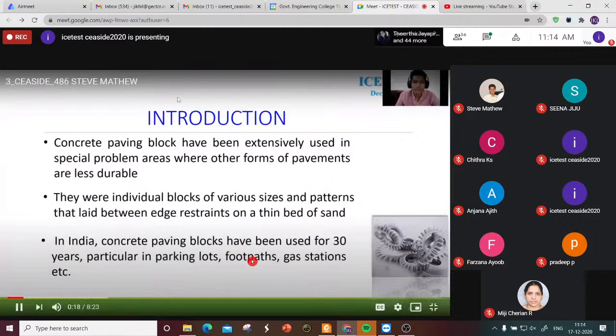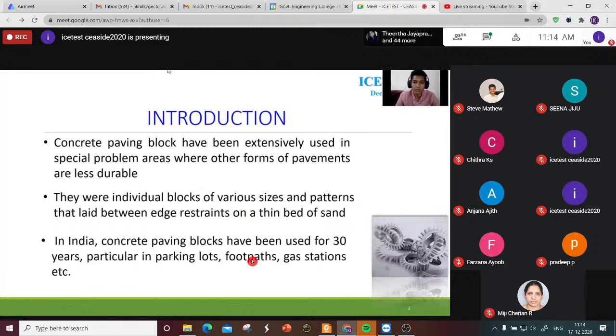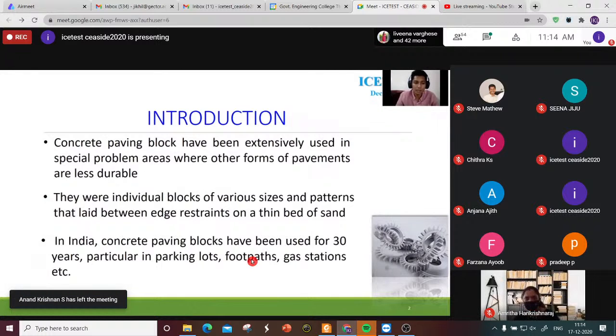Concrete paving blocks have been extensively used in special problem areas where other forms of pavement are less durable. They are individual blocks of various sizes and patterns laid between edge restraints on a thin bed of sand. In India, concrete paving blocks have been used for over 30 years, particularly in parking lots, footpaths, gas stations, and for military purposes, etc. These concrete paving blocks are flexible, aesthetically appealing, reliable, and cost-effective, and require less maintenance if they are laid effectively.